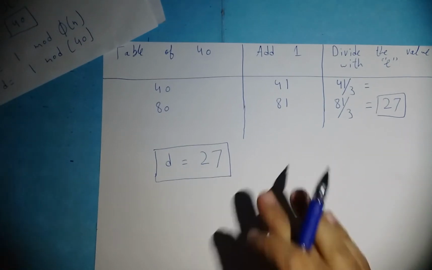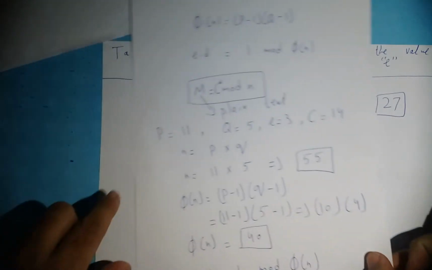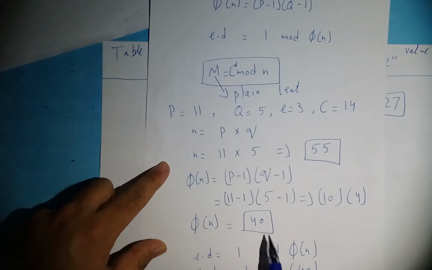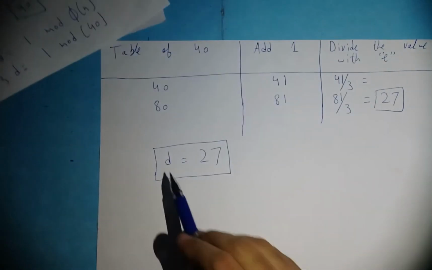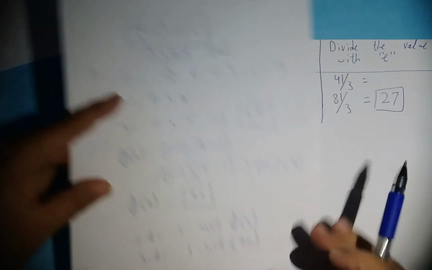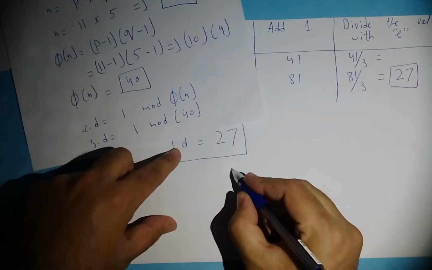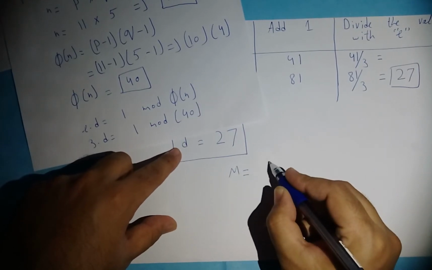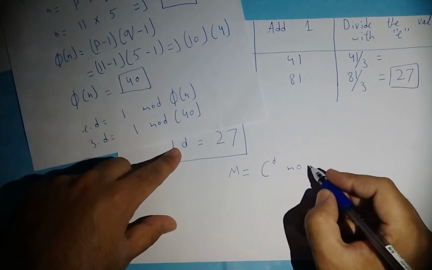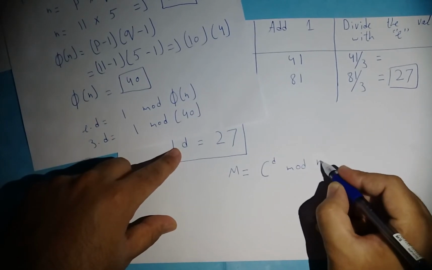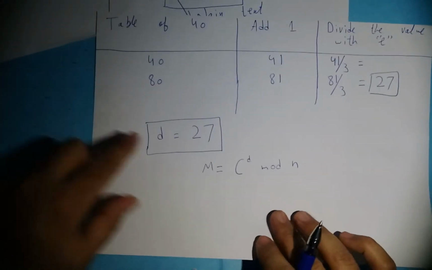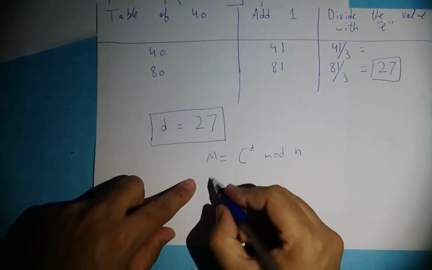So now I already have got the value of n, I've got the value of phi n, and I already have got the value of D as well. Now I can just write down the formula of the plain text over here. So the formula of the plain text is m is equal to c to the power d mod n. Now this is the formula of the plain text.